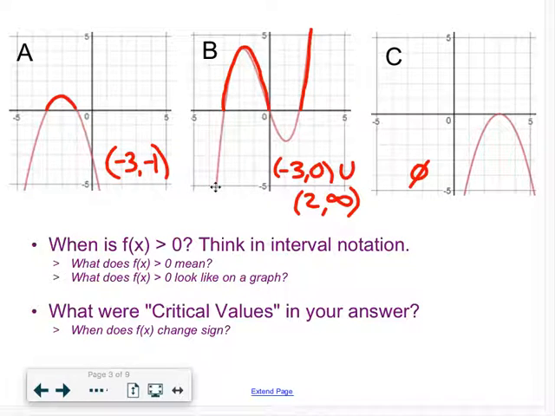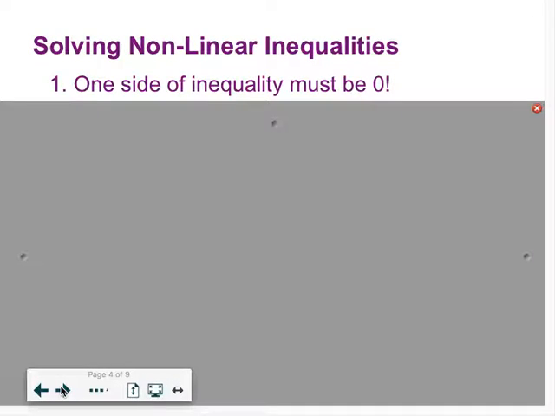Okay? So now we're going to put this into words, into description. What are we going to do algebraically if we don't have a graph to solve the polynomial inequality? I'm going to say solving nonlinear inequalities. There's a few parts in here where I say leave a little bit of space. We're going to add something for rational functions.